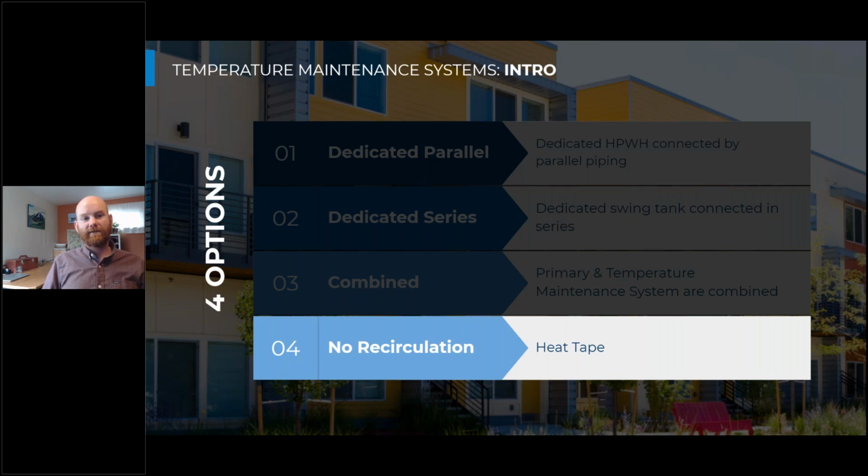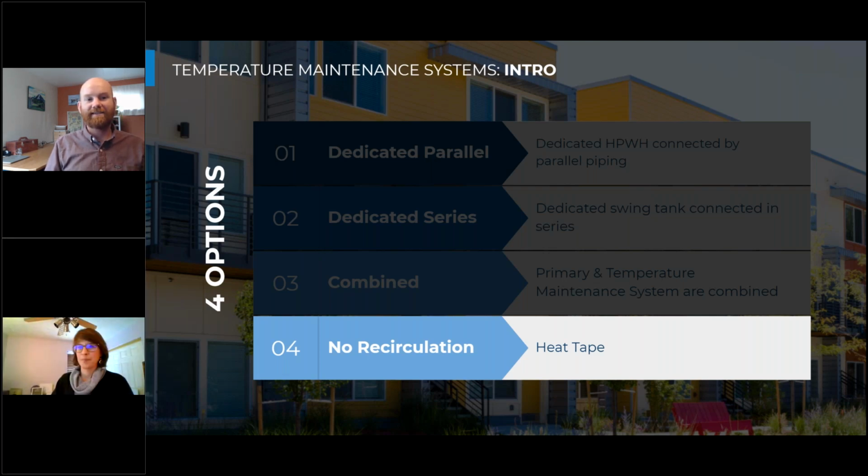And I can pause for questions there, or we can go through the last system, which is the heat tape or trace. And this isn't that common in our industry, but we're noting it here because it is an option in the code and can maintain temperature in that distribution network.